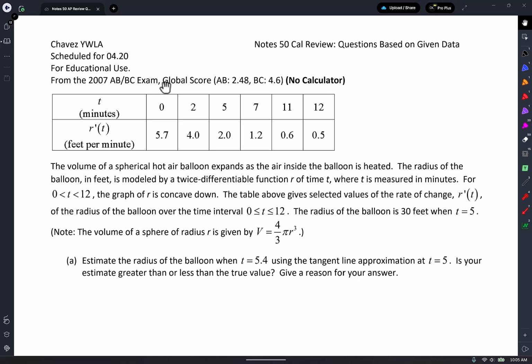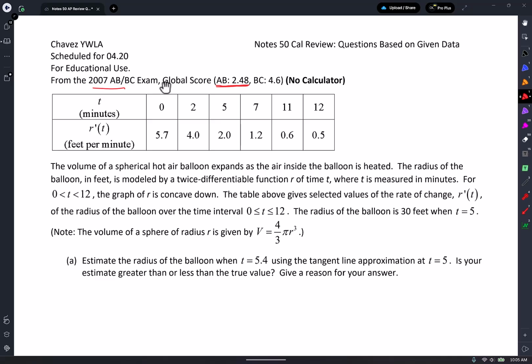All right, here we go. I'm going to go slow, guys. This is from the 2007 AB/BC exam. According to the scores, this is considered a hard question because look at what the average score was for AB. Out of how many points? 9. There are 9 points each. So this was considered hard.